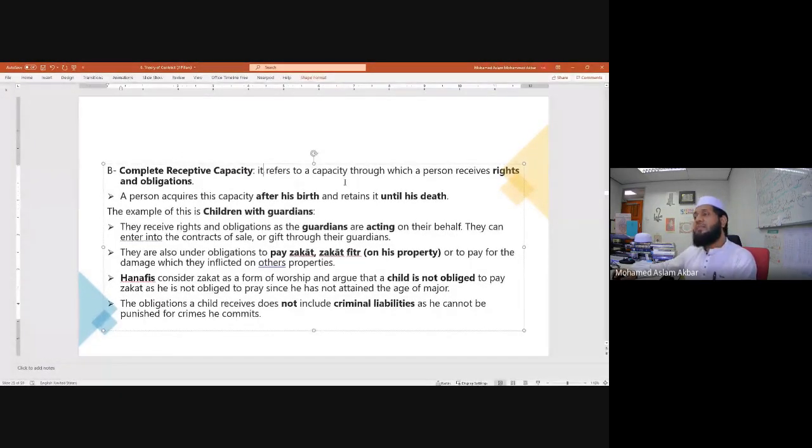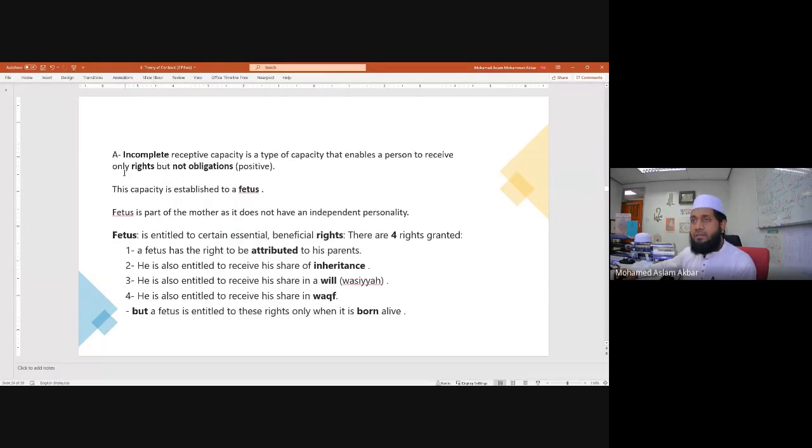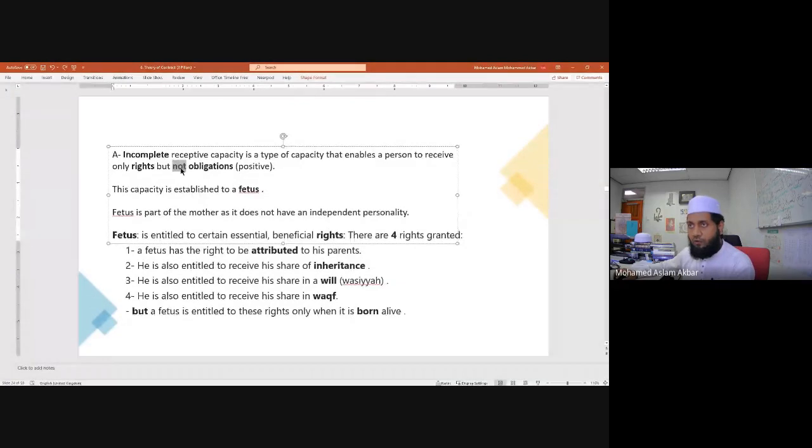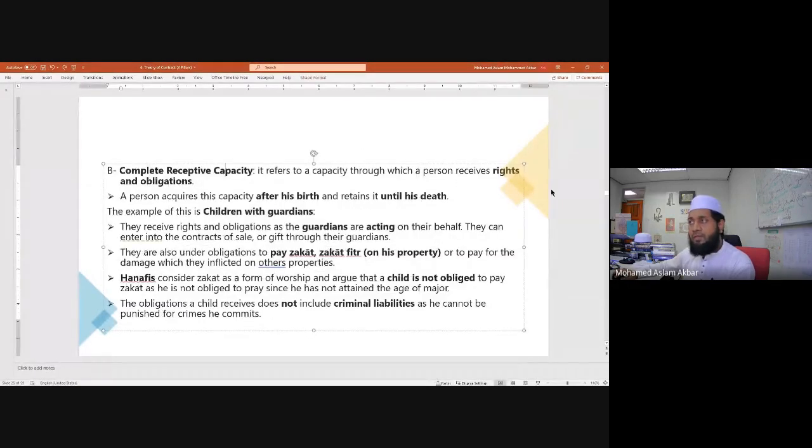It refers to a capacity through which a person receives rights and obligations. The difference between incomplete and complete, remember, is that in the incomplete, a person will receive only rights, but won't receive the obligation. Not obligation is the key to understanding incomplete receptive capacity.